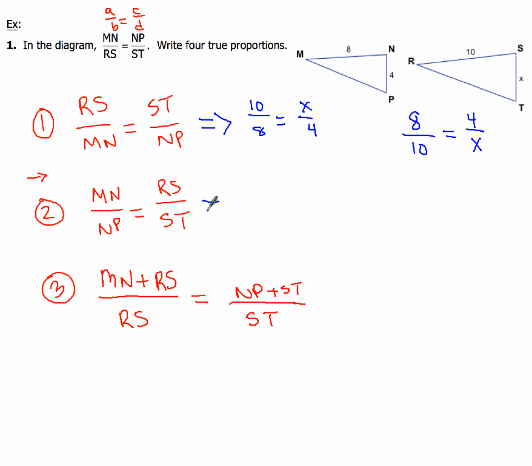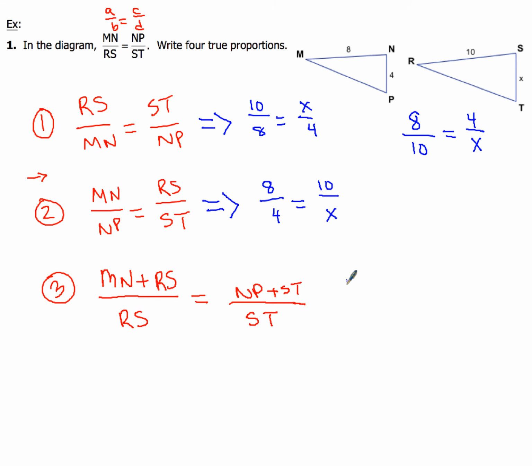This one I would write as, so the MN part is 8, NP is 4, and then the RS piece is 10, and the ST part is our value, x again. So that could be a third proportion. Even though I've got a number 2, that's really this third one if we start using the numbers 8, 10, 4, and the variable x.